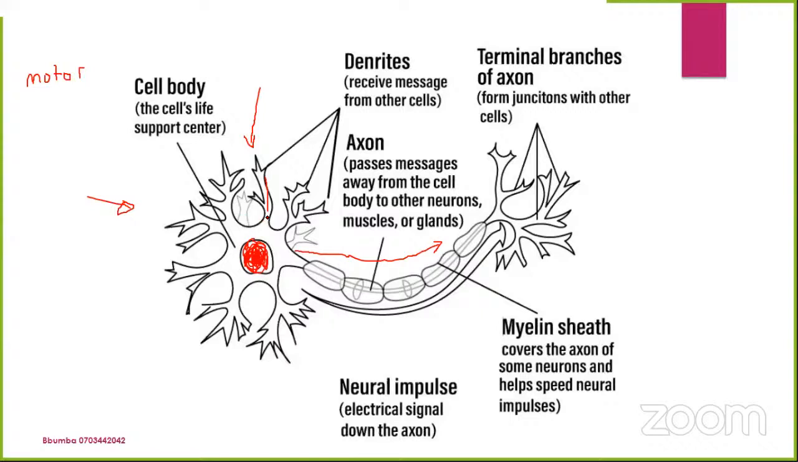Now, it also has projections which receive impulses from another cell, but the cell in this case is not shown here. Because remember, the motor neuron receives impulses from the interneuron and then it conducts them to the effector organs.